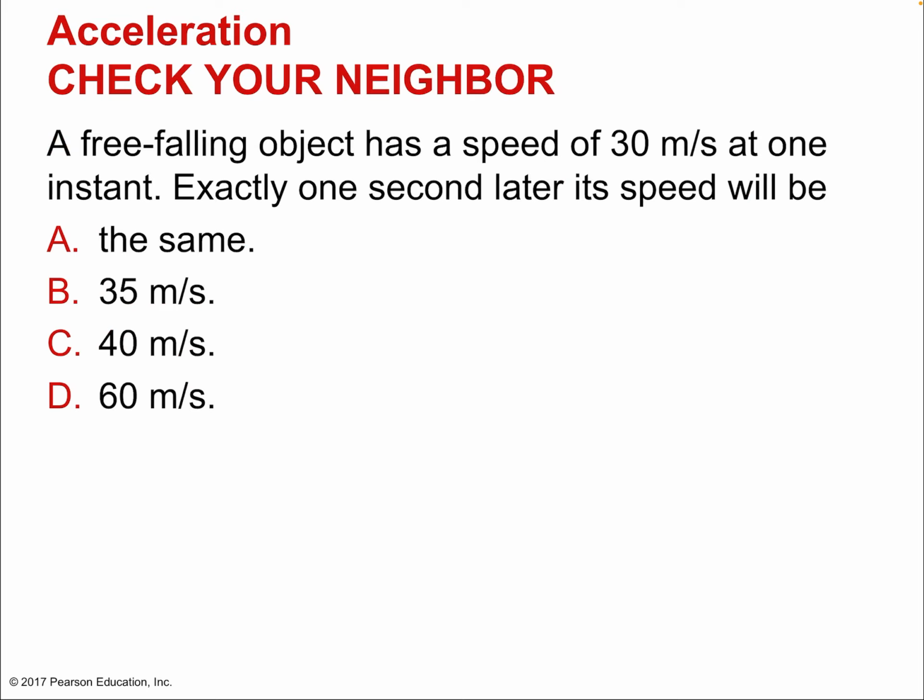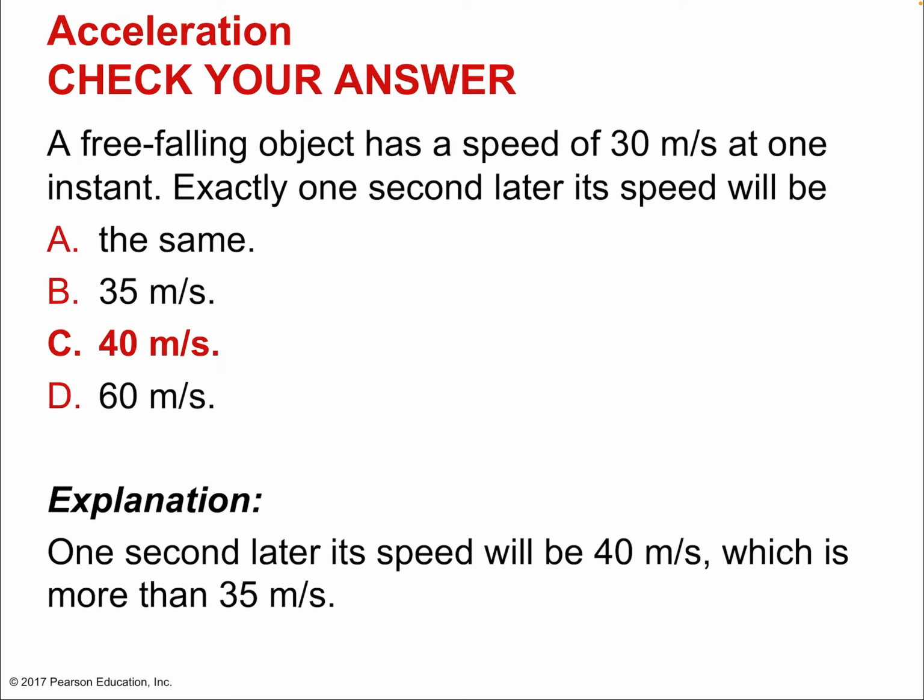So a free-falling object has a speed of 30 meters per second at 1 instant. Right? So this is an instantaneous downward speed. Exactly 1 second later, its speed will be, what's the rule I was talking about? All right, you should know this one, 40 meters per second.